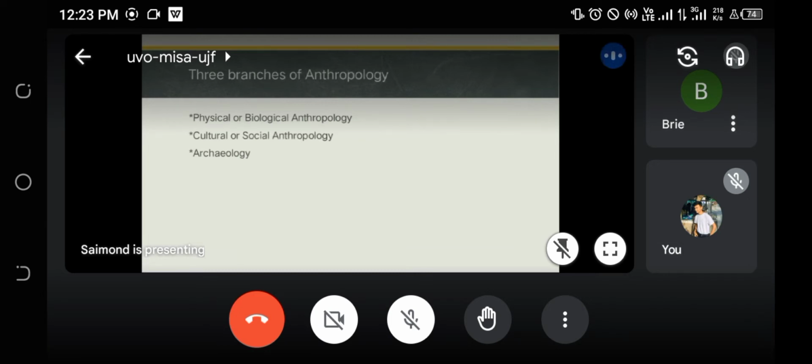Three branches of anthropology. The first is physical or biological anthropology, which deals with the evolution of humans, their variability, and adaptations to environmental stresses. Using an evolutionary perspective, we examine not only the physical form of humans, the bones, muscles, and organs, but also how it functions to allow survival and reproduction.